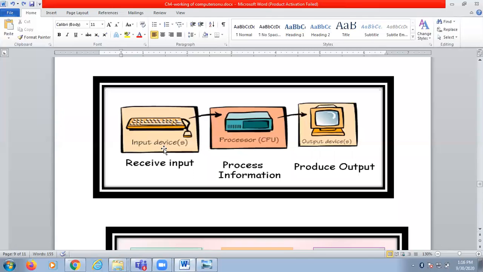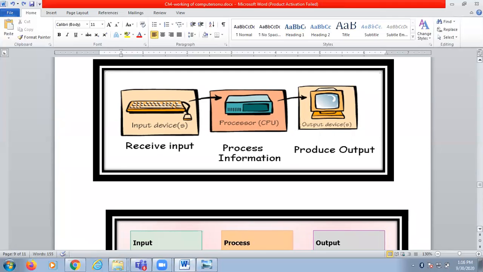How can we process? Process can be done with the CPU. We all have learned that the CPU is known as the brain of the computer. Now it is time to learn why we call the CPU the brain, because it processes all the information. And what is the output? What result comes? The result would be shown through the monitor. That is an output device. Is it okay? Let us learn more.